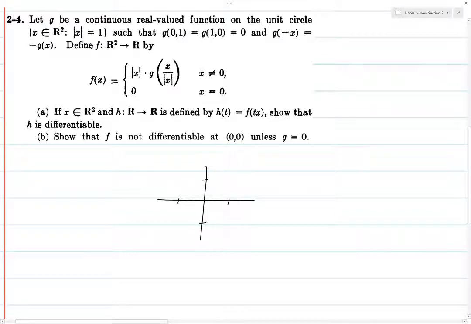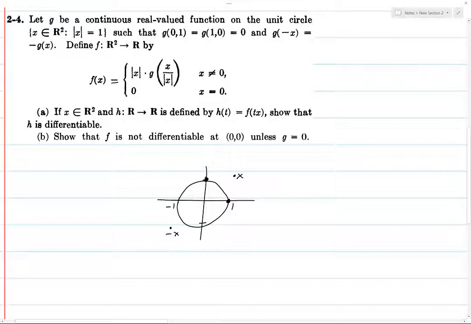and we've got a unit circle here, and we've got this function g, which is defined on this unit circle, and it takes on the value 0 at (0, 1), which is here, and at (1, 0). And it's also g of minus x equals minus g of x. So if you've got a point here, x, then this is minus x. And so the value that g takes on at the first point is the negative of what it takes on at the second point.